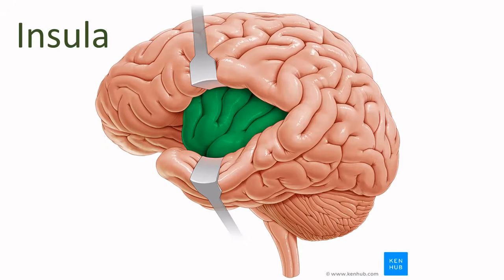Other authors do not consider it a lobe, but they do not consider it part of the frontal, temporal, or parietal lobe. It's just cortex that does not belong to any of these lobes. The function of the insula is less clear. The insula is probably involved in processing of pain and also in the integration of sensory information with emotions.